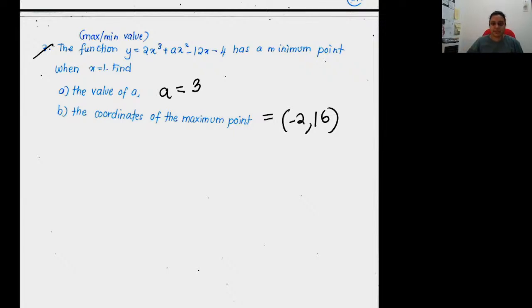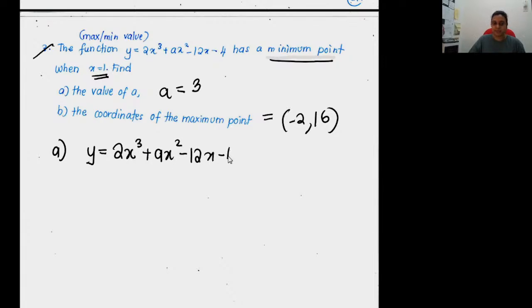Okay, even the function here has a minimum point when x is equal to 1. Find the value of a. They already say it's a minimum point, therefore they have already done the dy/dx, that's why they got the minimum point. So first step, you find the gradient first. You differentiate first: ax squared minus 12x minus 4.